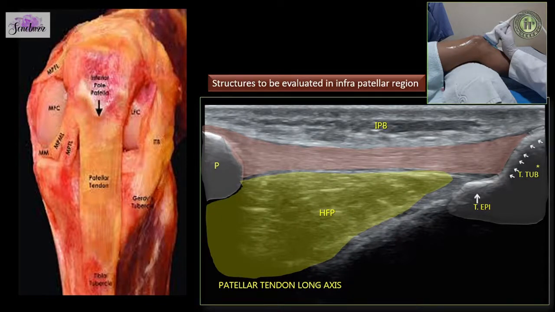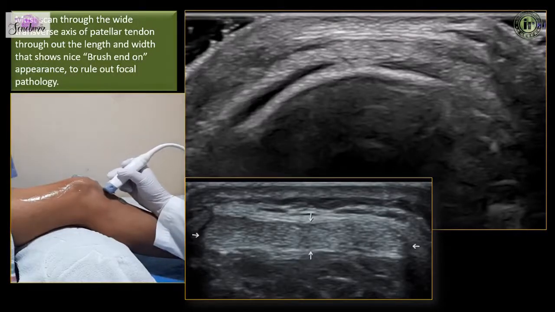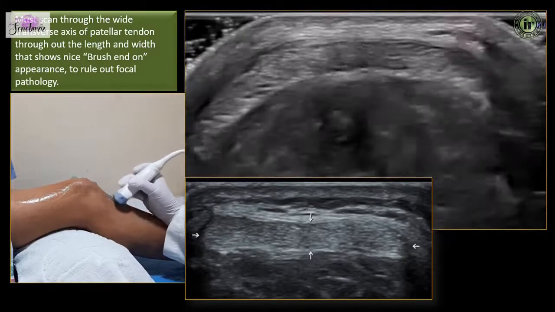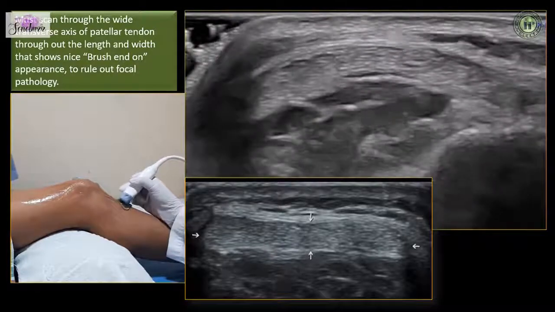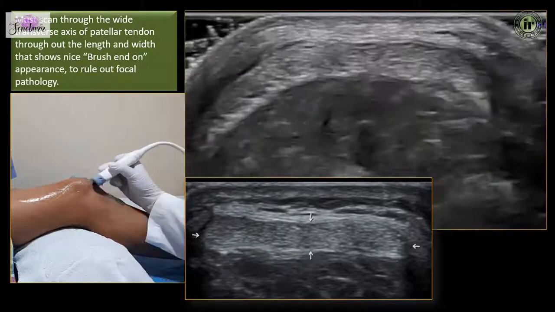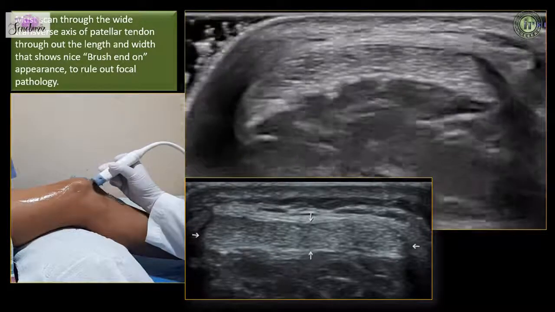We should look for the prepatellar and superficial infrapatellar bursa here, and usually in normal cases we don't see any fluid there, but we may have a deep infrapatellar bursa in this area, and it may show some fluid in a normal ultrasound also. Scan through the wide transverse axis of the patellar tendon throughout the length and the width, which shows a nice brush-end appearance, to rule out any focal pathology.